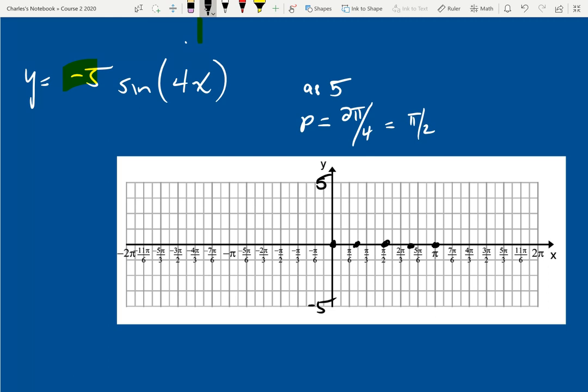When it's halfway between the two middles, it's not going to be at the top, it's going to be at the bottom. Okay, so it's just going to look like that, and it's going to keep going like that forever and ever and ever in both directions.